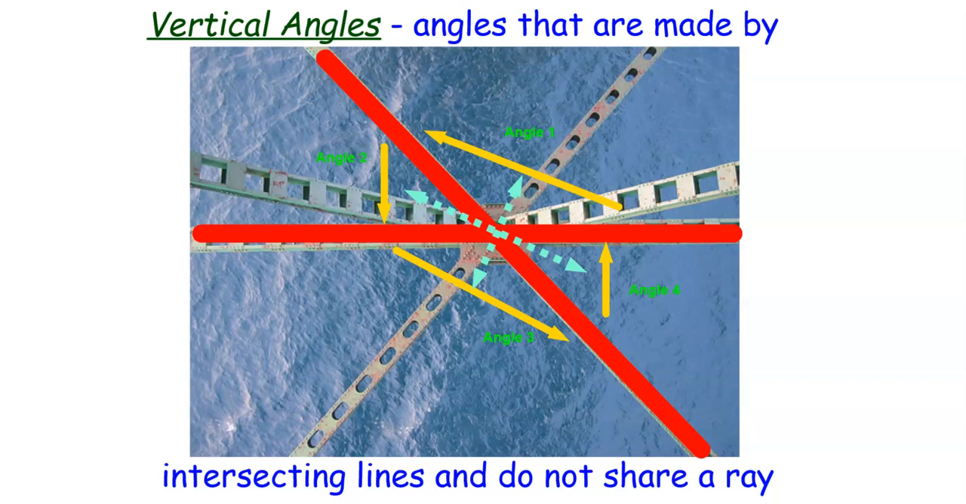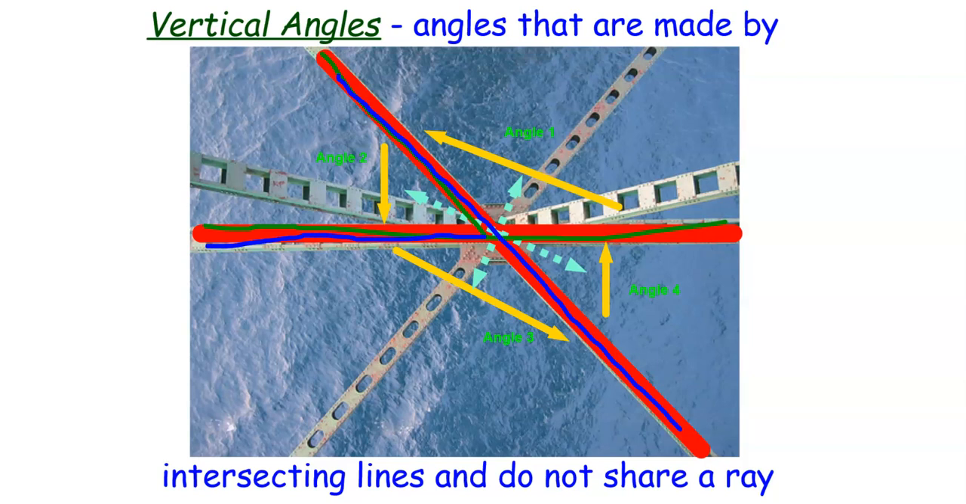So angles 1, 2, 3, and 4 are related in a lot of ways. Angles 1 and 2 have a common ray and are a linear pair because they make up the green horizontal line. Angles 2 and 3 are also a linear pair. They make up the diagonal line, and they have a common ray going off to the left. Similarly with angles 3 and 4 and with angles 4 and 1.